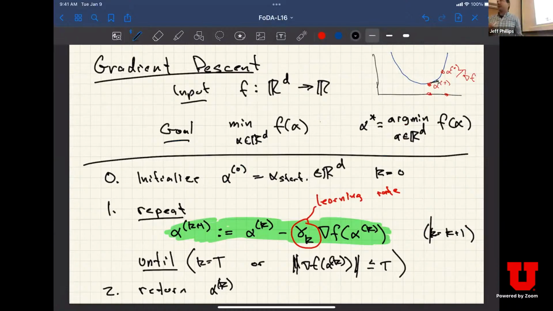Yeah. What if it's convex, but the gradient increases as you get closer to the zero point? Well, it can't do that if it's convex, actually.